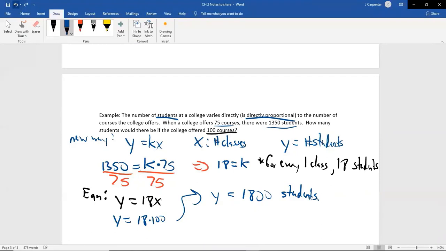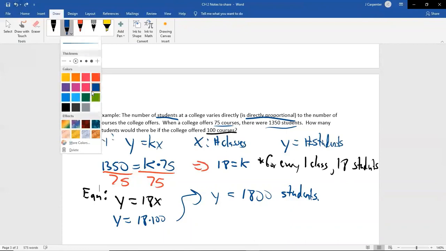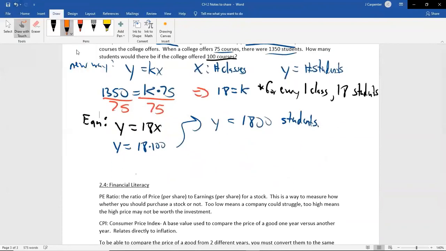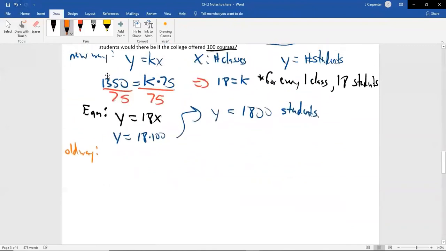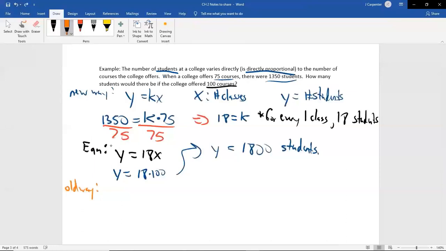Okay, so what about the alternative way? So this was the new way. And what color do we like? Let's go orange. All right. So the old way, and by old, I mean from 2.1, it's not that old. So the old way was where we write a fraction equal to a fraction, we cross multiply and we solve. But before we do any of that, we use our words. So what words seem to kind of help us talk here? We have students and we have courses or classes. So you could write students over classes, or you could write classes over students.